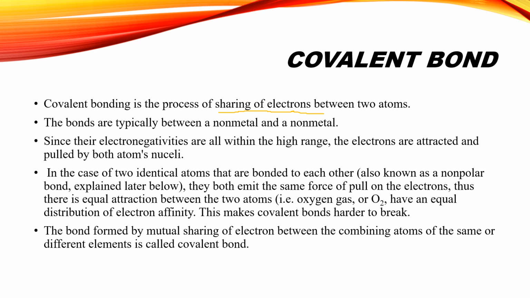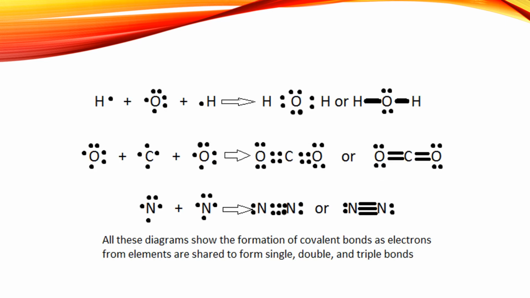And the bond formed by mutual sharing of electrons between the combination of atoms of the same or different elements is called covalent bond. એટલે કે એના mutual sharing થાય electron ના, બરાબર, between two atoms, બે atoms વચ્ચે mutual sharing થાય electron ના, તો કયો bond form થશે? Covalent bond, right? So covalent bond નો symbol શું છે? This line, બરાબર, this line. આવી રીતે line કરી એને શું કહેવાય? Covalent bond, બરાબર.